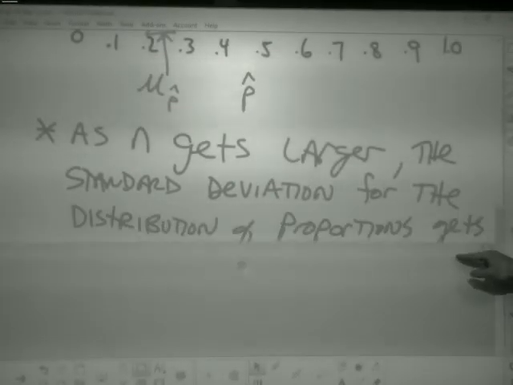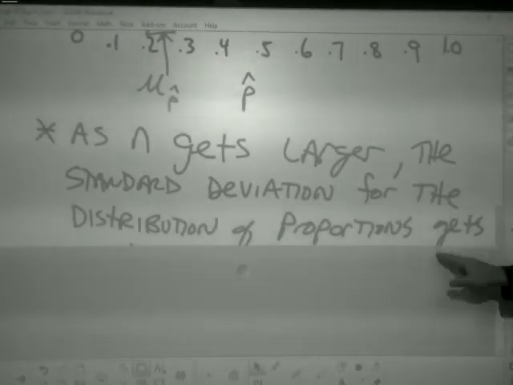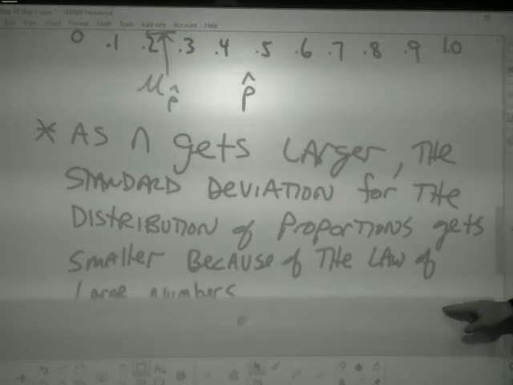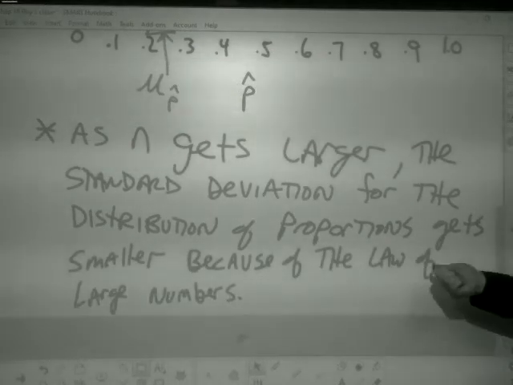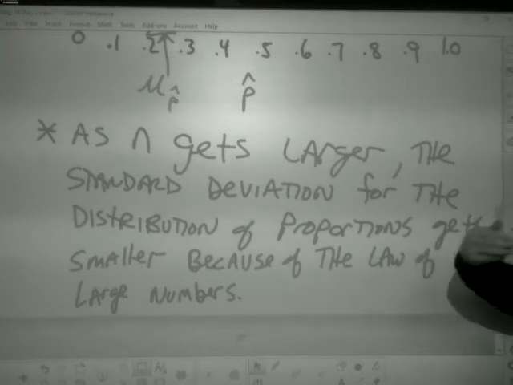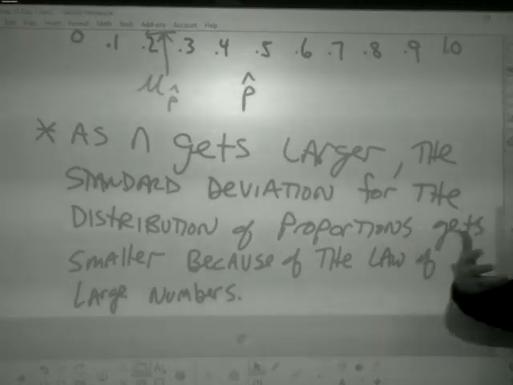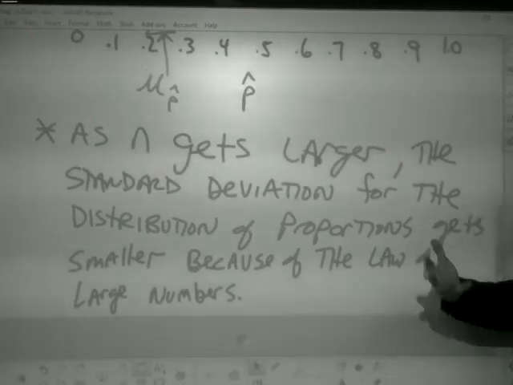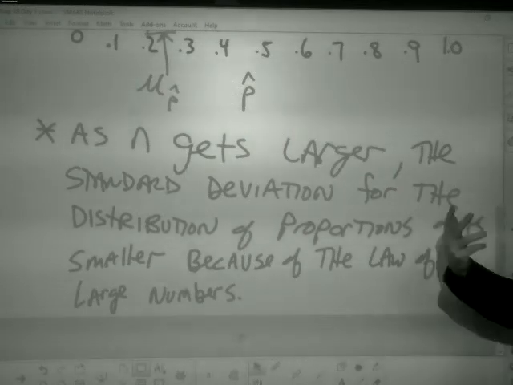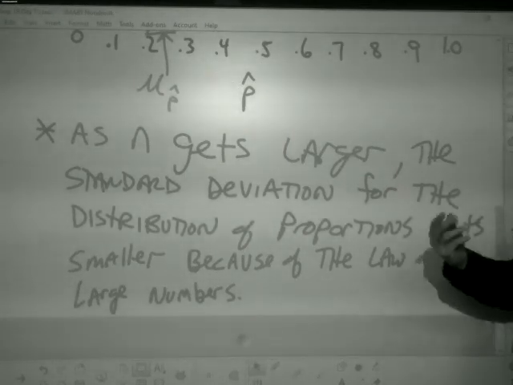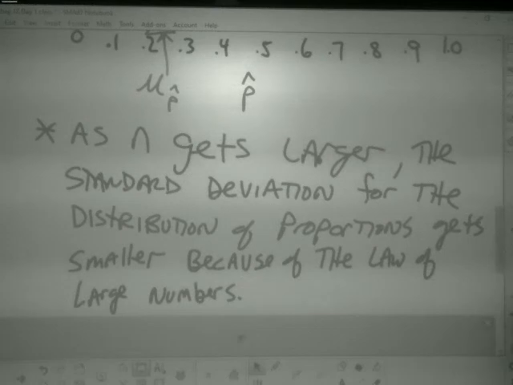So as n got larger, the standard deviation for the distribution of proportions got smaller, and that's because of that law of large numbers again. As you do events over and over and over, the probability that you're getting should get closer and closer to the true theoretical probability. All right, so that's because of the law of large numbers.